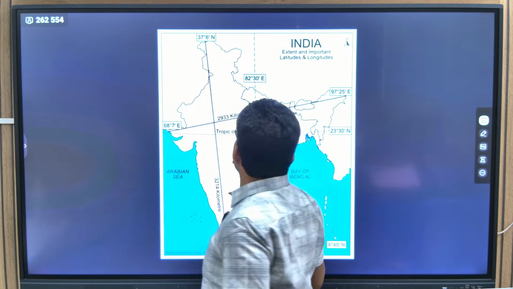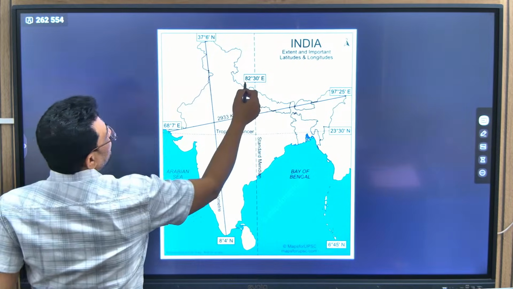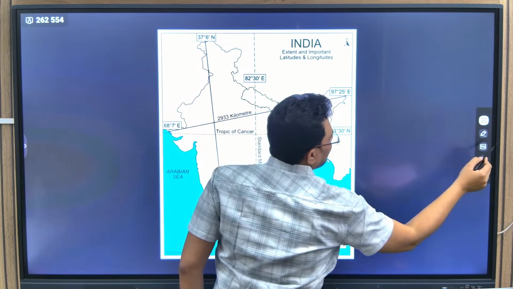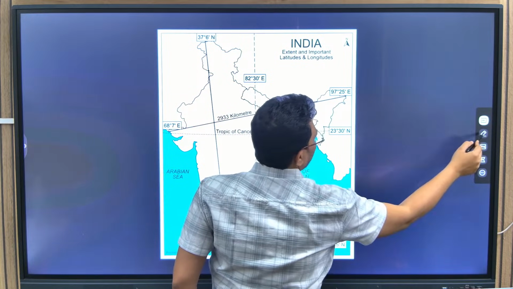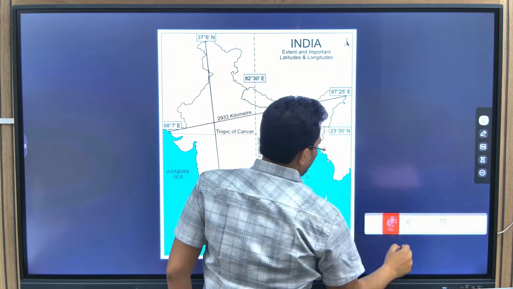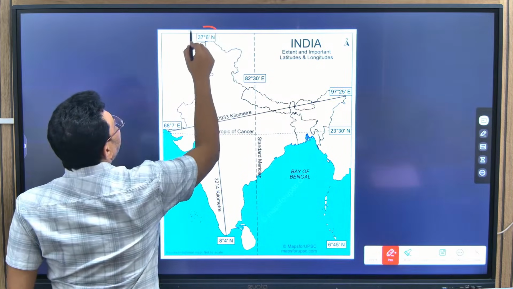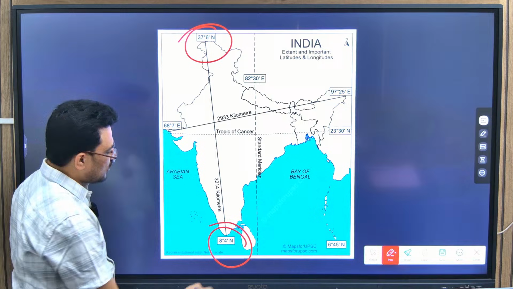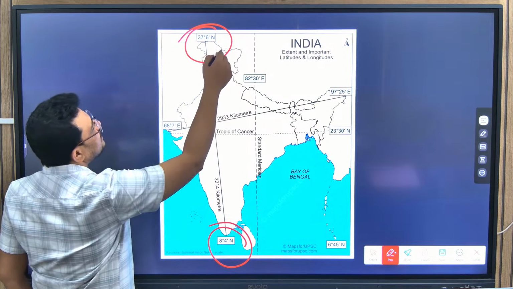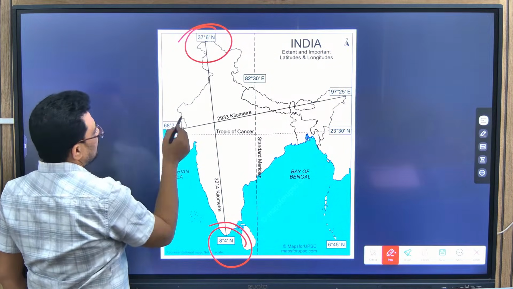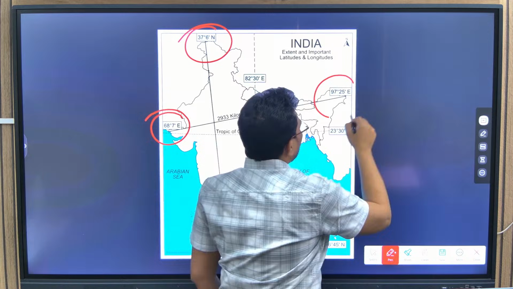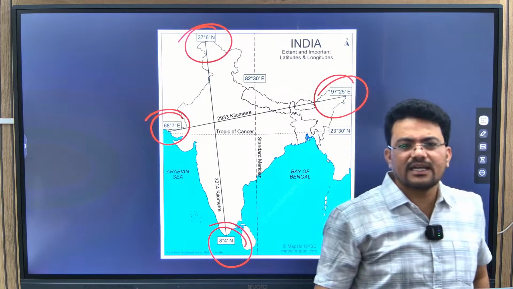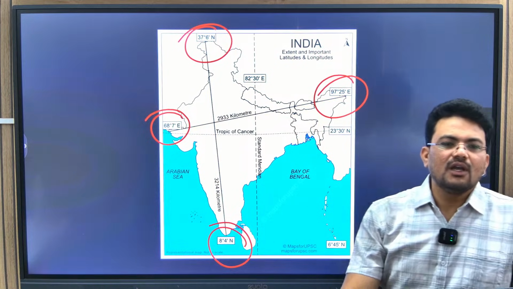So you have to know that. Please remember, this is there in every book. These are 8 degrees 4 minutes north latitude and 37 degrees 6 minutes north. These are the 4 points that are there in our books. You have to remember.